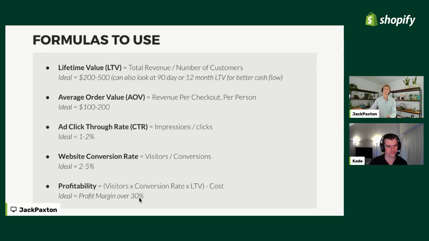Profitability or profit margin, we usually like to see it around 30%. So that's visitors, conversion rate, and LTV minus the cost. You can do that calculation on, let's say, the last 12 months that you've been running your store and see what your profit margin comes out to be.